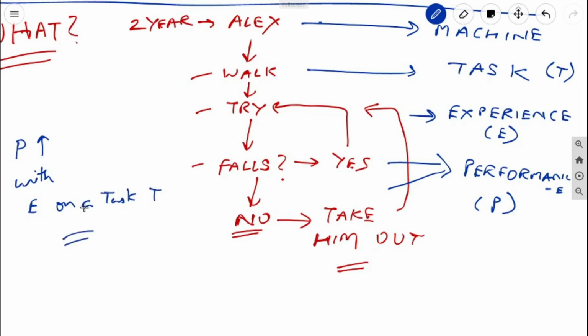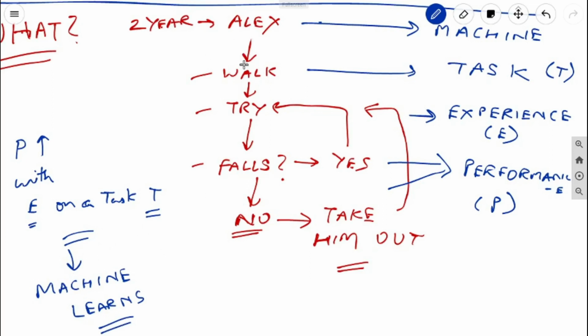It means that as the machine performs a task T repeatedly, it gains some experience E, and with every iteration, with every trial of the same task, the performance of the machine increases. If this happens, then we say that the machine is learning. The important thing to note here is that this happens automatically.